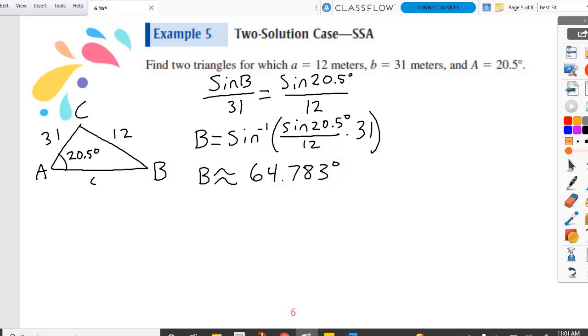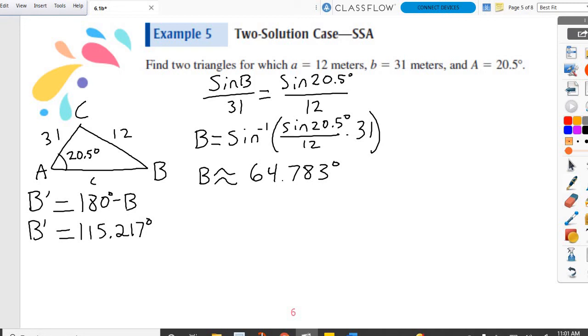Now, they told us in our directions that we're going to find two triangles. If they didn't tell us that, we would still need to look at our other option. So again, remind me, how do I find B prime? It's 180 minus big B. So what do we get for B prime? 115.017.